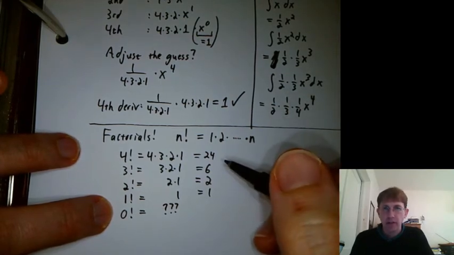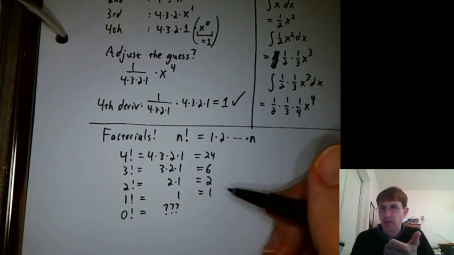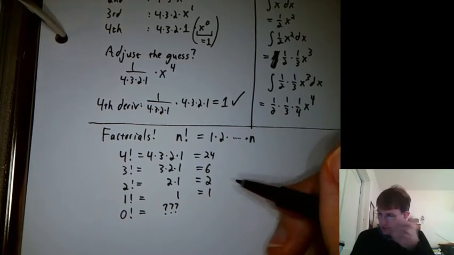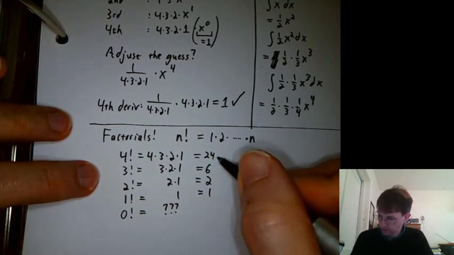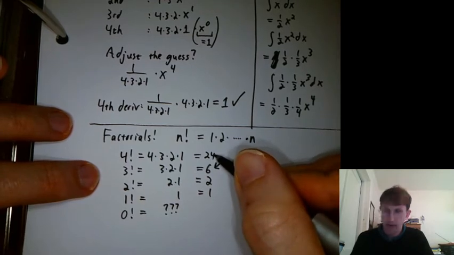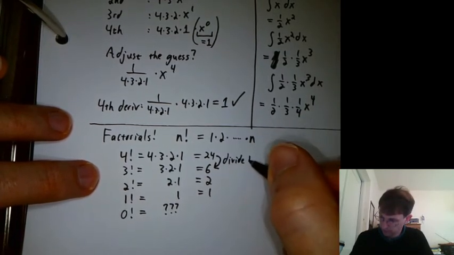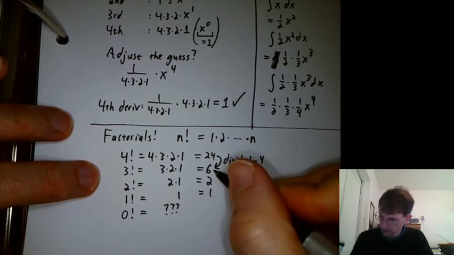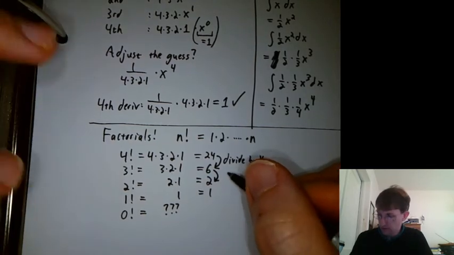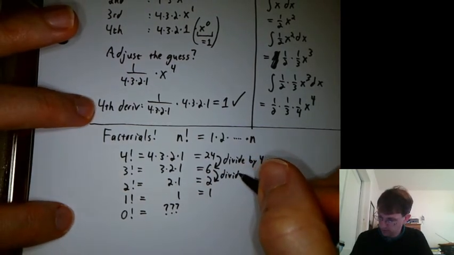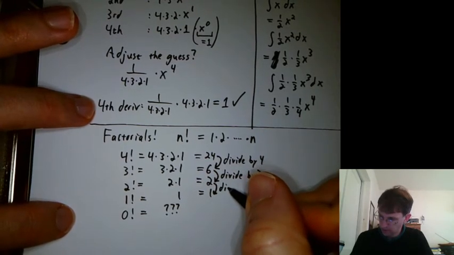Well, there's a few ways to think about it. One is, what's the most convenient thing? Turns out the most convenient answer is 1. Another way to think of it is, what do I do to go from 24 to 6? You could say I divided by 4, right? What do I do to go from 6 to 2? I would divide by 3. What do I do to go from 2 to 1? Divide by 2.